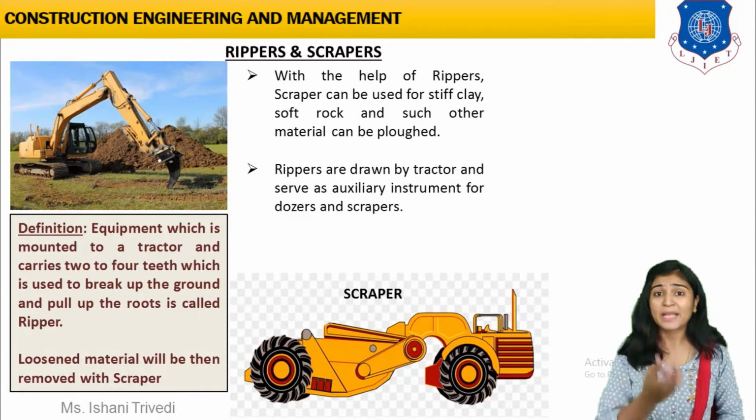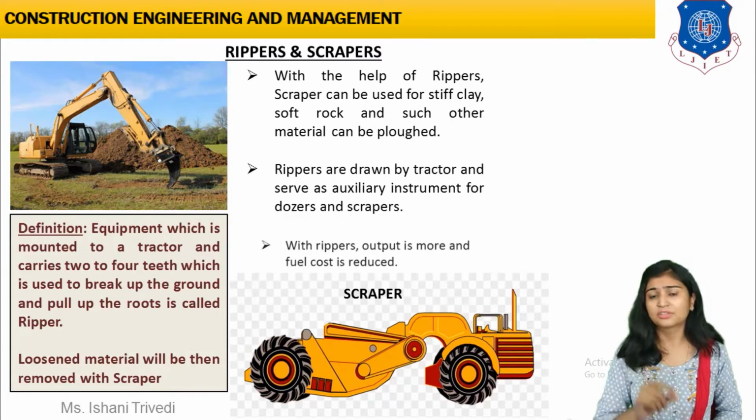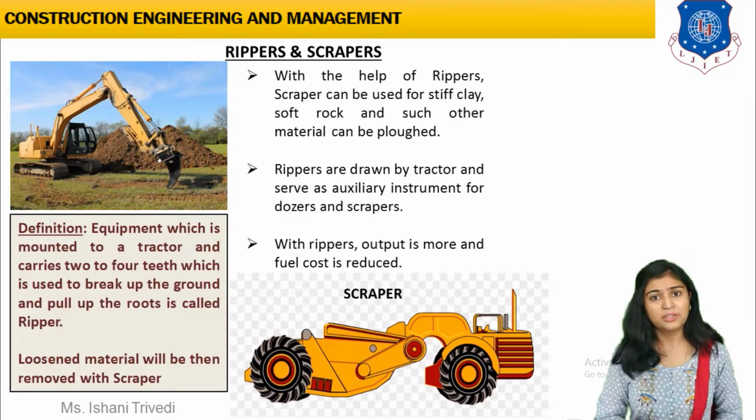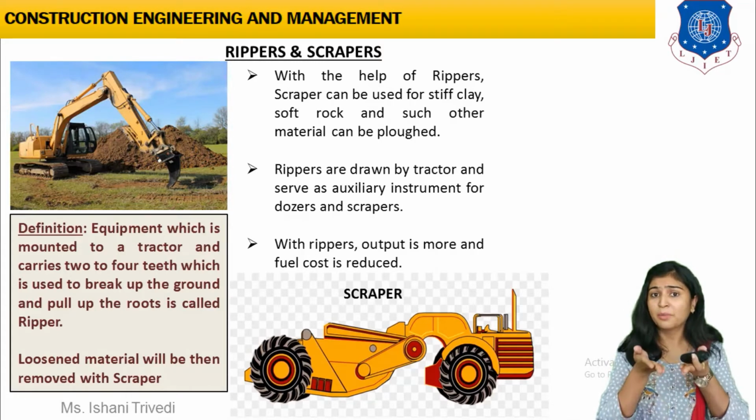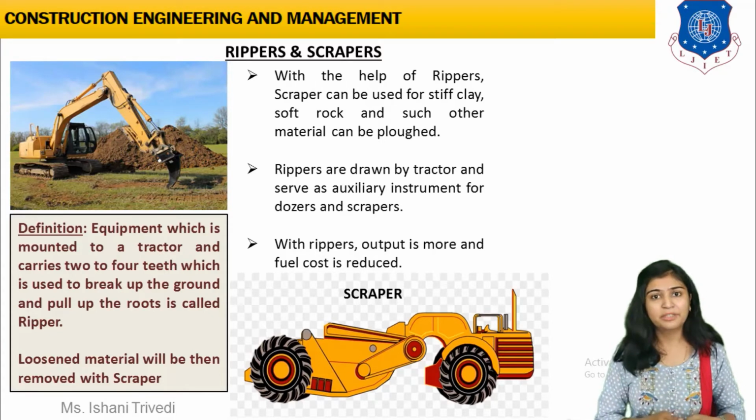So rippers are drawn by tractor and serve as auxiliary instrument for dozers and scrapers, meaning it is a primary equipment, right? Ripper will be the primary work-doing equipment, and then to clear its mess off, we are going to use the scrapers and dozers. Not just scrapers, dozers can also be used. We have seen a bulldozer, it has a bucket in the front, so you can also take the loosened material with the help of that bucket and then lay it back. That work can be done with the help of a dozer also, right?